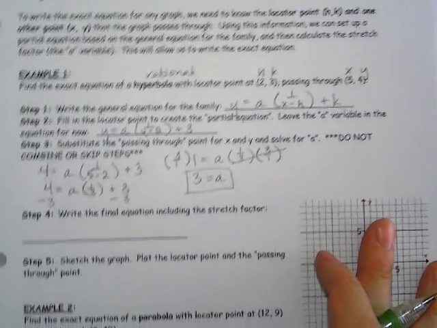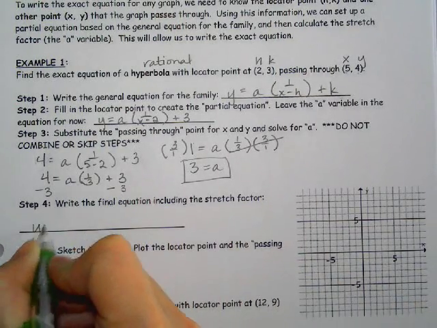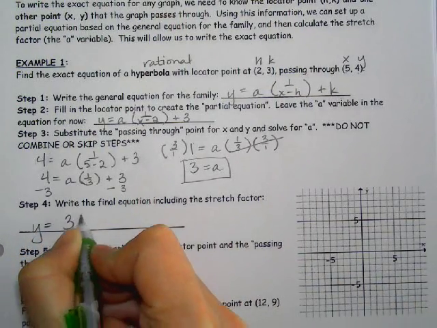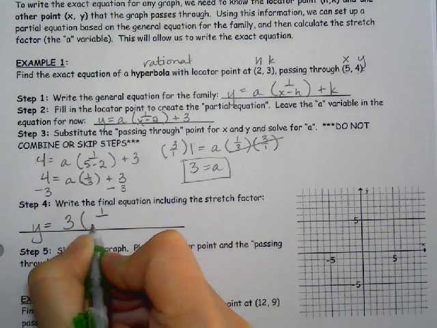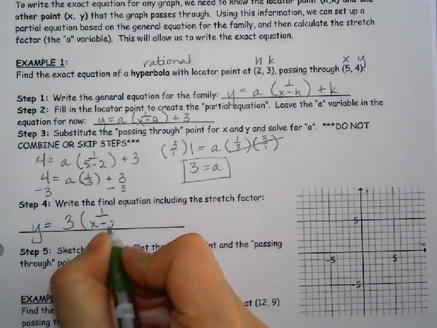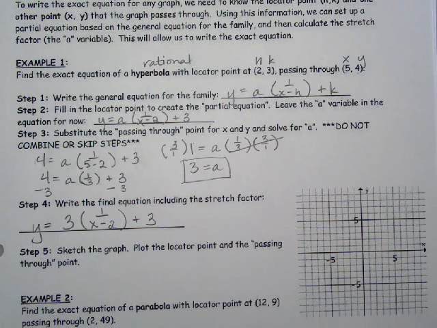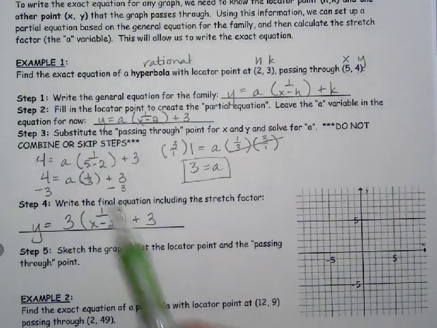So when I write this whole equation out, give everybody a second to catch up there. It's going to be y equals 3 times 1 over x minus, and then I want to write in my h and my k. So x minus 2, then plus 3. You can also put this 3 up here if you prefer. Whichever makes sense to you is fine.